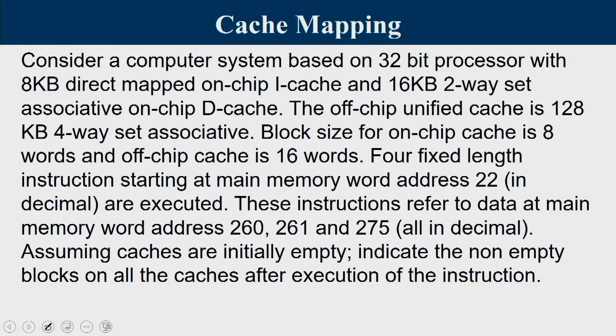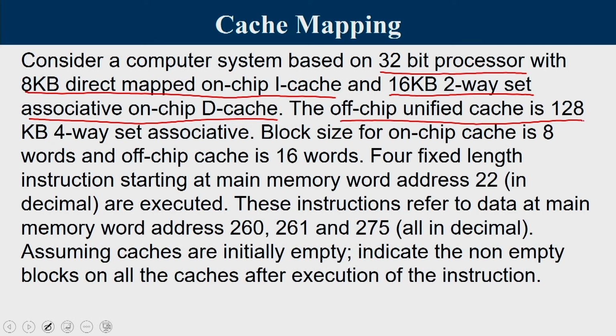Consider a computer system based on a 32-bit processor. So this 32-bit processor is working on an 8 KB direct mapped on-chip I cache, and a 16 KB two-way set associative on-chip D cache. The off-chip unified cache is 128 KB, 4-way set associative. Block size for the on-chip cache is 8 words and for the off-chip cache is 16 words.